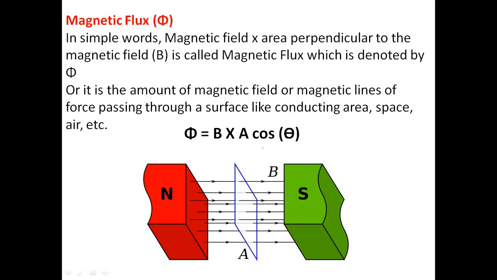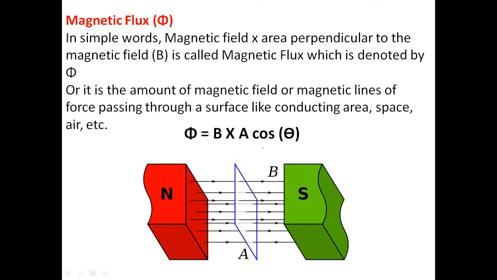The next concept is magnetic flux, which is denoted by phi. In simple words, the magnetic field times the area perpendicular to the magnetic field is called the magnetic flux, denoted by phi. Or it is the amount of magnetic field, or magnetic lines of force, passing through a surface, like a conducting area, space, air, etc.